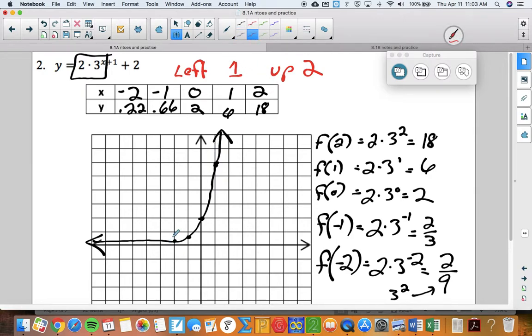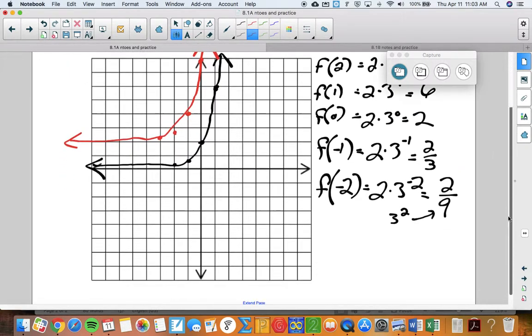But then we need to shift all these points left 1 and up 2. Left 1 up 2, left 1 up 2, and so on. And so now, where it wasn't going to touch the x-axis or y equals 0, now that I moved it up 2, it's not going to touch the line y equals 2. So my domain is all real numbers, but my range is the y's are going to have to be greater than 2 in this function.